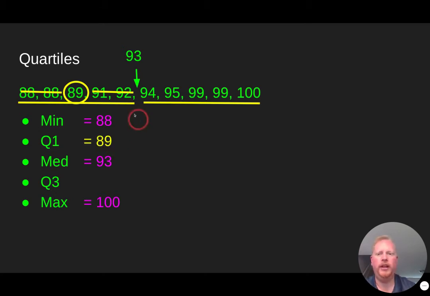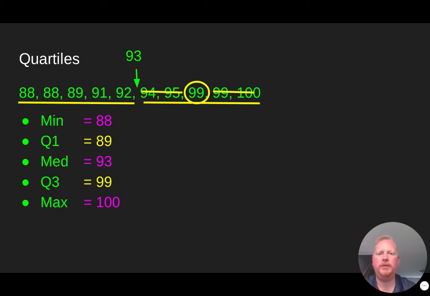And just like before, that 92 got used in the lower half. This 94 is going to be used in the upper half. So then I can go ahead and cross off the numbers on either side and find that 99 is in the middle. So that makes Q3 99.